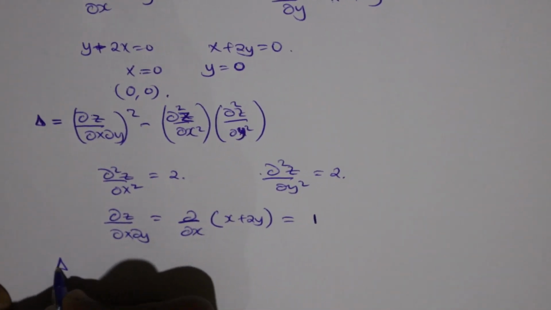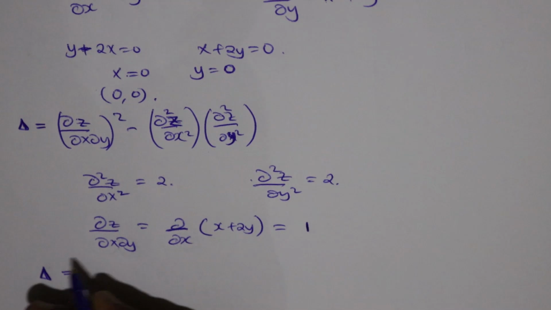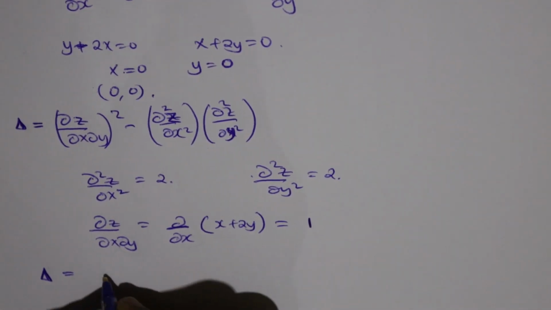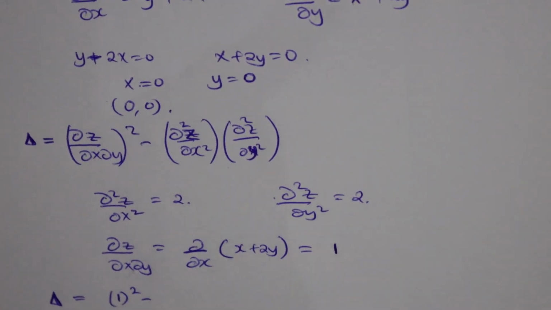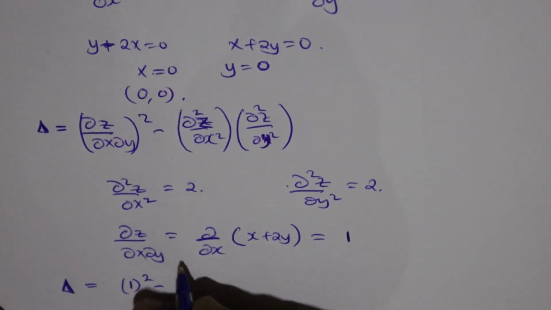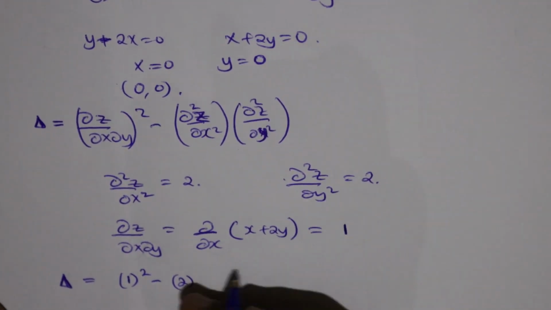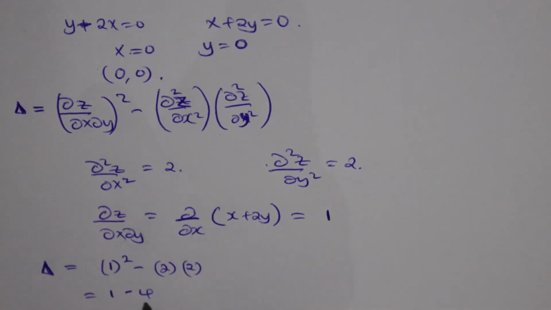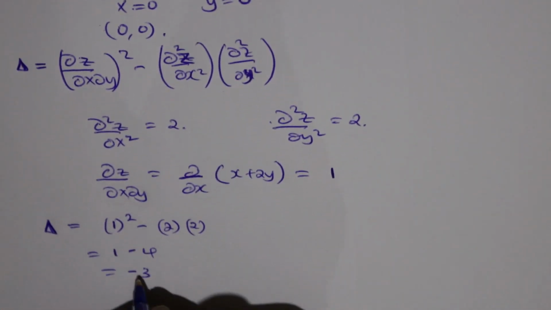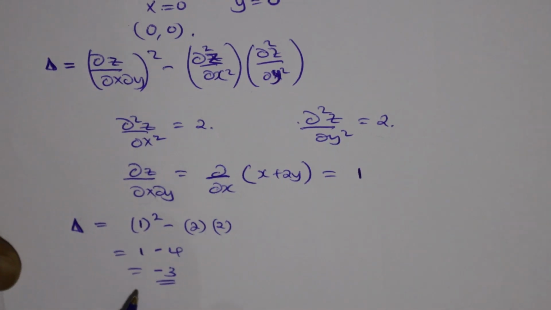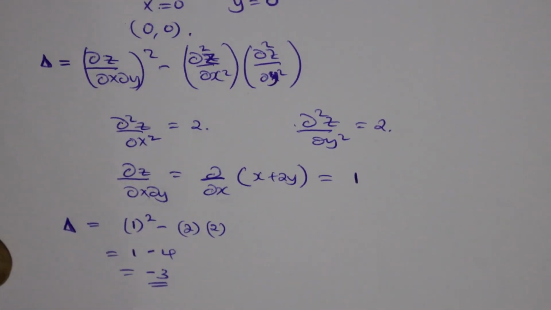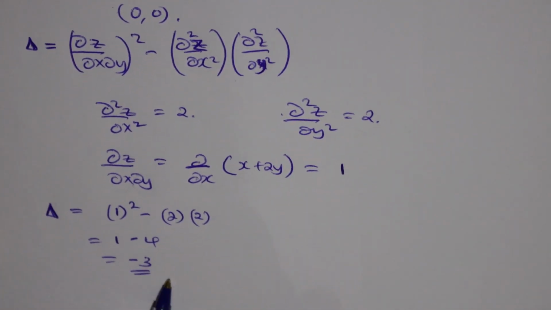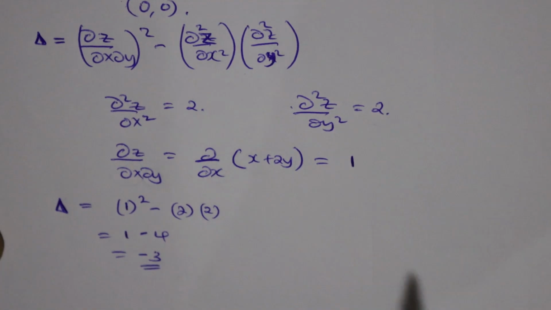Now let's replace our values. So the change will be given by: what is our value of d²z/dxdy? It will be given by 1. So 1 into bracket squared, minus, what is our value here? It's 2. Then what is our value here? Also 2. So we'll have 1 minus 2 times 2, which gives you 4, which gives you negative 3. When you have your value being negative, then we say there are 2 possibilities. You can either have a maximum or a minimum. Are we together?